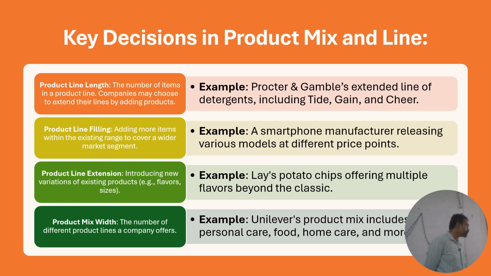Anyway, we talk about product mix, width. Unilever's products, boys and girls, they have width. Unilever has different products. You go home, check how many products you are using and who the manufacturers are. You'll be able to understand.